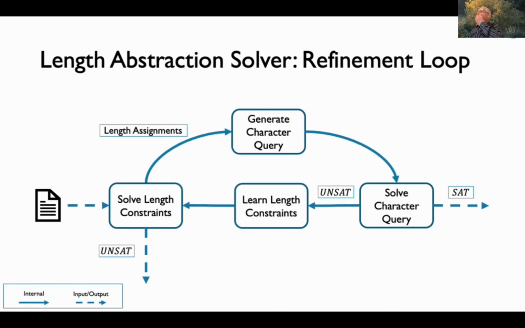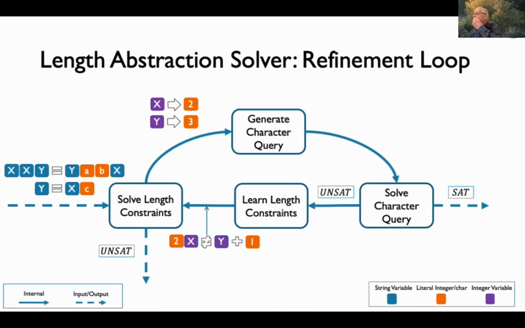We would then take this constraint and add it to the original set of implied length constraints and repeat the loop. If the integer solver says there is no length solution at this point, then we would return unsat. If some length solution does work and we make it all the way to the character solver and get sat from the character solver, then we would return sat, we'd be done. And otherwise, we keep going in this loop until one of those two things happen.